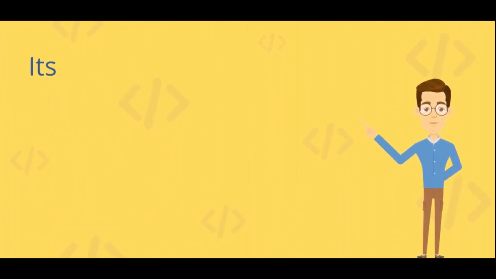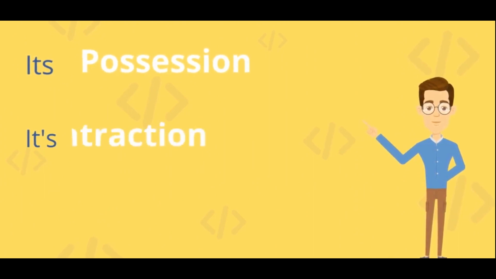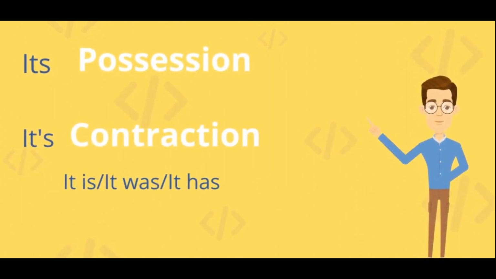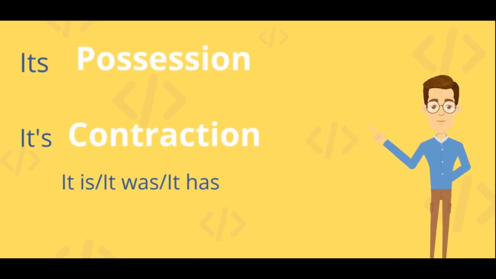To summarize, its without an apostrophe shows possession, while it's with an apostrophe is a contraction for it is or it has or it was. These distinctions are crucial in conveying your thoughts clearly and effectively in the convention of standard English.